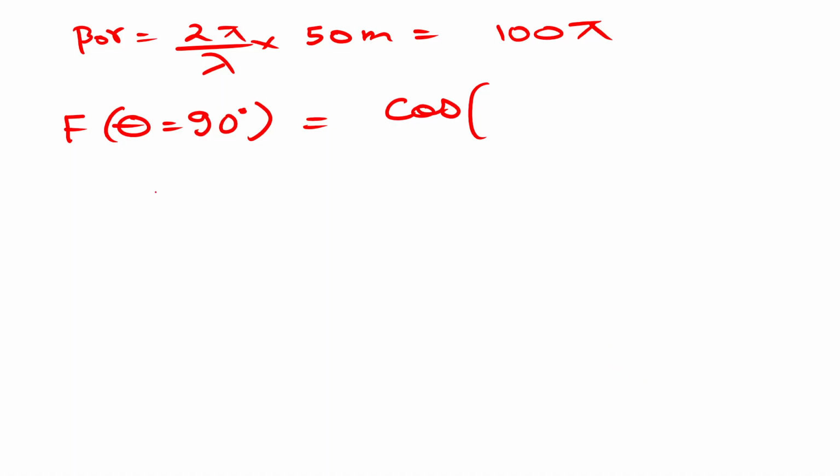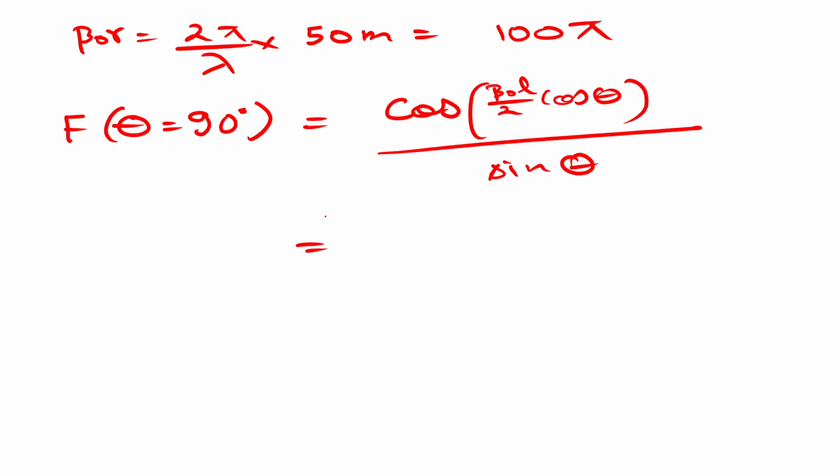So f at 90 degrees is given by cos of beta L by 2 cos theta divided by sin theta. Here I am directly taking the formulas, not deriving them, but if you want the derivation, you can refer to any antenna theory textbook, because I think those formulas won't be discussed in the course. I think the professor has also derived the formulas but didn't explain them because he has referred to the antenna theory lectures. So we can directly write down the formula as pi.